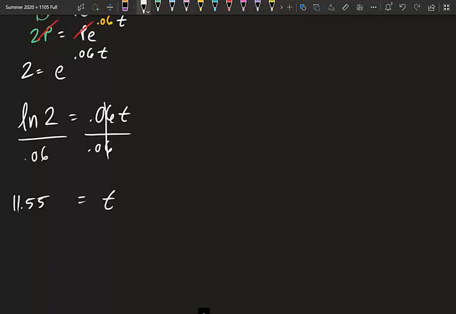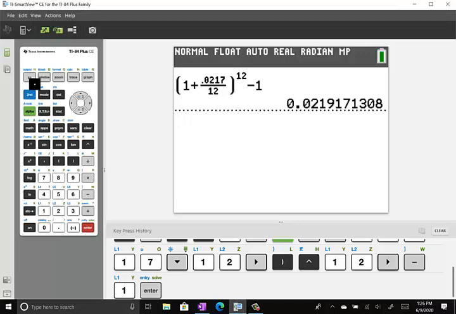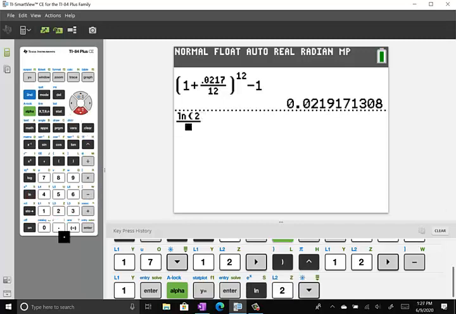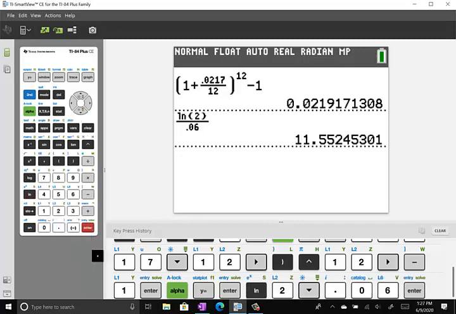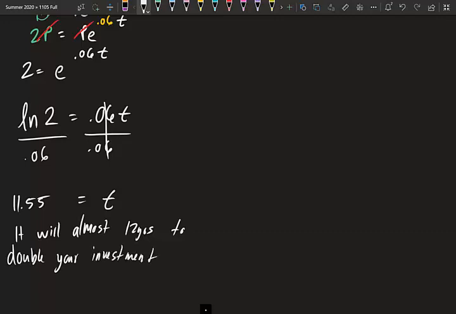So I'll show you how to plug this into your calculator. I mean, you should already know. We've done this already. So with our calculator, we have alpha y equals, enter. We have ln 2 over 0.06. And here we go. So approximately 11 and a half years, it's going to take you about 12 years. So it will take almost 12 years to double your investment. Not worth it.